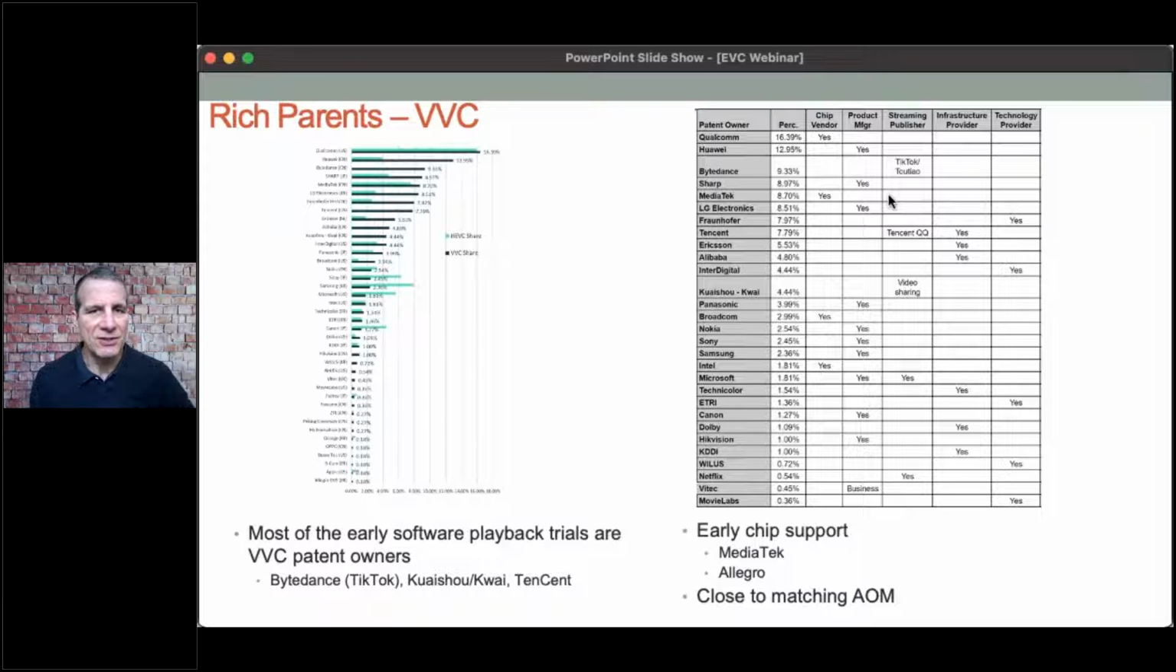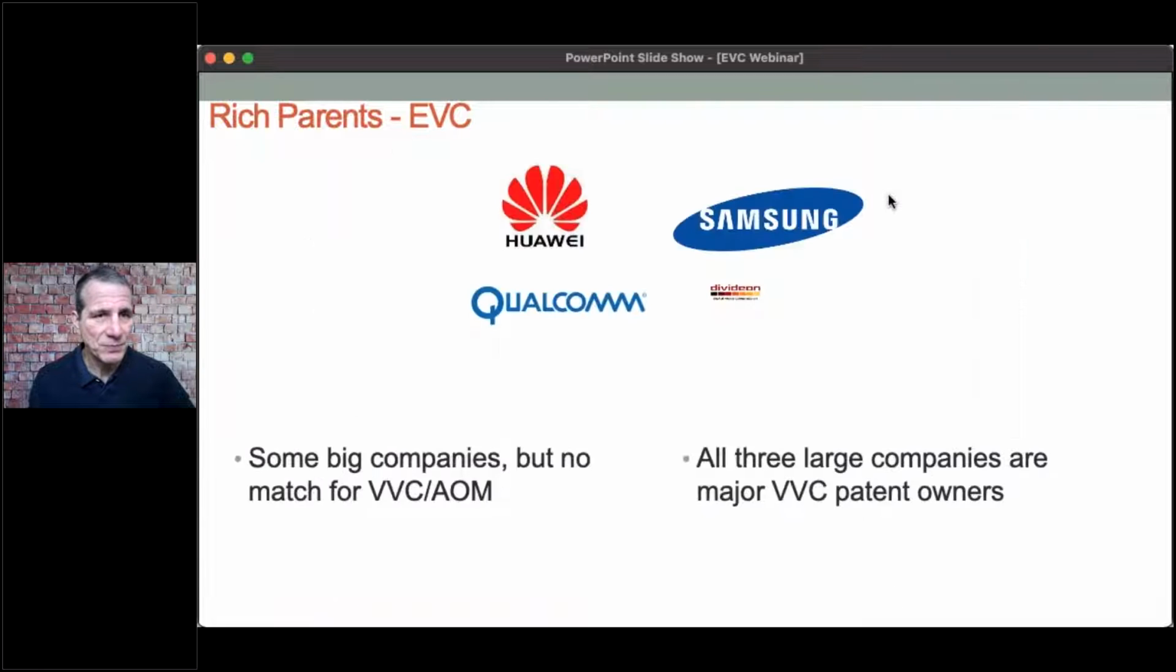And you see there's a lot of chip vendors, there's a lot of product manufacturers, whether it's consumer electronics or others, there's streaming publishers, there's infrastructure providers, and then there's technology providers. So, the point about this is I think VVC in many ways is probably not as strong as the Alliance for Open Media, but there's a lot of major companies who have huge financial stakes in VVC's success.